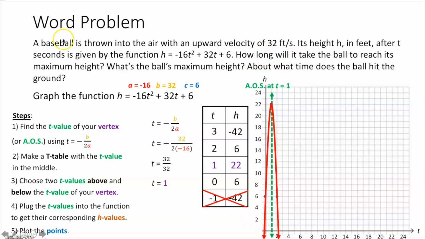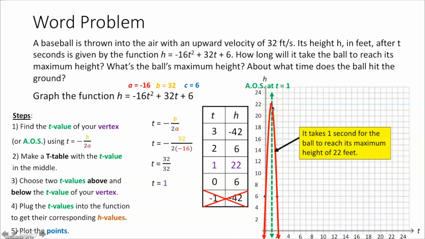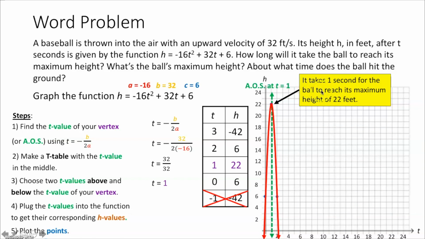How long will it take the ball to reach its maximum height? And what is the ball's maximum height? That would be the vertex up here, right? So the ball's maximum height looks like it's going to be 22 feet, and it reaches that after t equals 1 second. So we could say that the ball is going to take 1 second to reach its maximum height of 22 feet. Lastly, about what time does the ball hit the ground? Well, it looks like a little bit after 2. So the ball hits the ground at about 2.1 or 2.2 seconds, somewhere in between there.